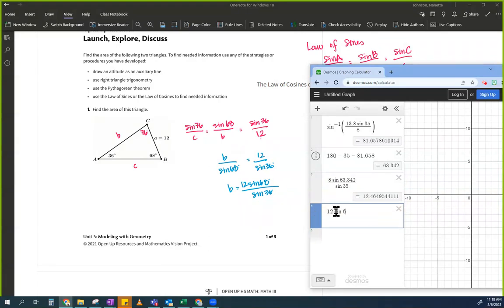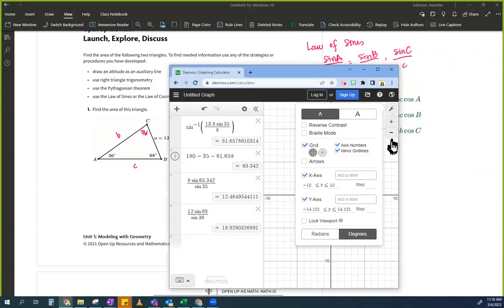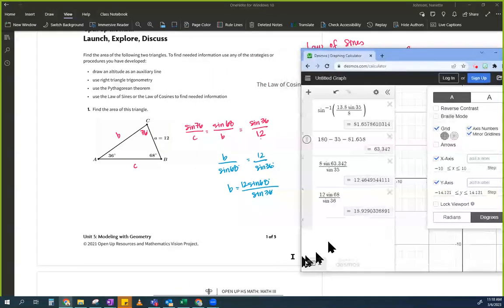So 12 sine 68. I already know that I'm in degree mode, but I will check anyway. So I get that. And then I check, I am in degree mode. So therefore, B is about 18.929. So I'm going to write that here, right? And then I'm going to do the same thing with C over here. C over sine 76.